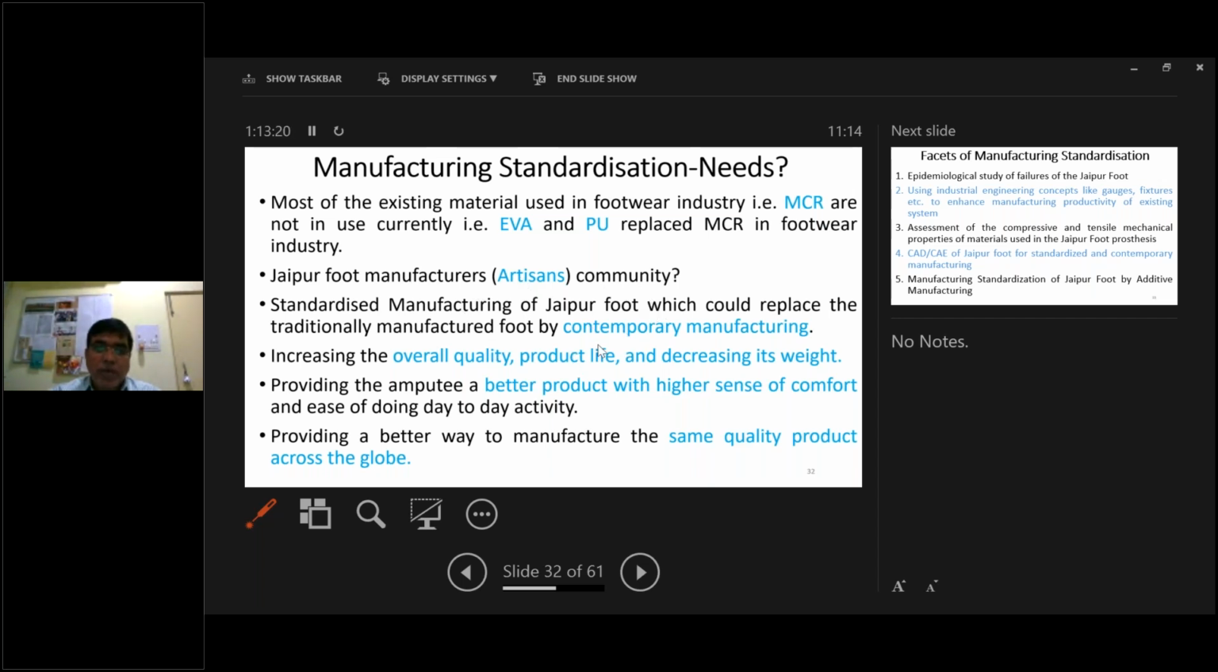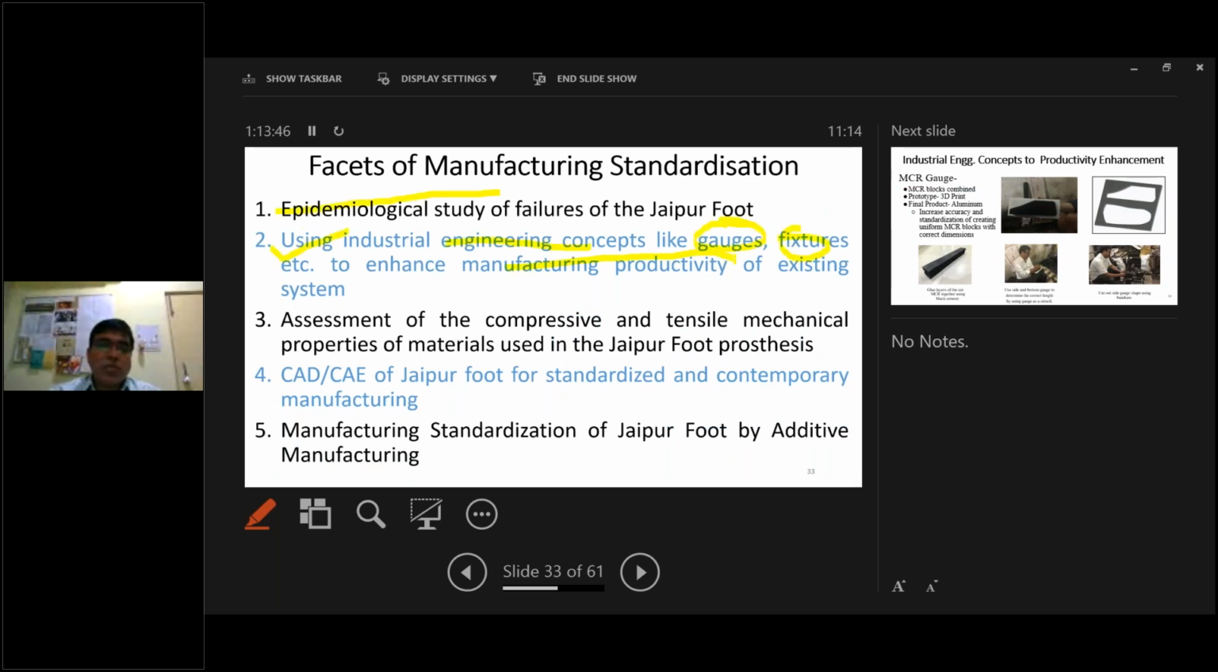Okay, so can we have some kind of contemporary manufacturing with this technology? Can we enhance the quality of it, or can we manage it? Based on this thought process, some work was done. One was a study using simple industrial engineering concepts, gauge development, fixture development, so that the manufacturing can be enhanced by the artisans. The third one is we assessed the compressive and tensile mechanical properties of the Jaipur foot material as it is. Then of course we did CAD and CAE and lots of additive manufacturing. So standardization and these contemporary technologies were identified. Finally, manufacturing standardization by additive manufacturing was initiated, which is still work in progress.